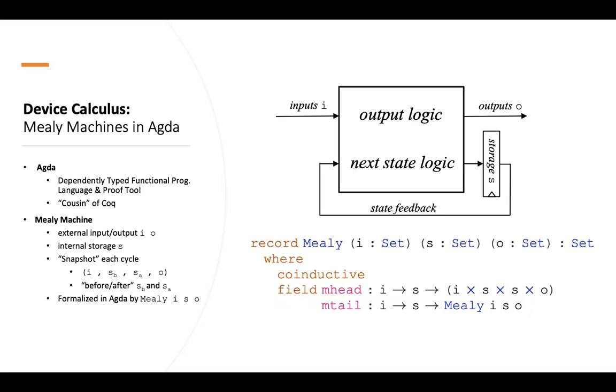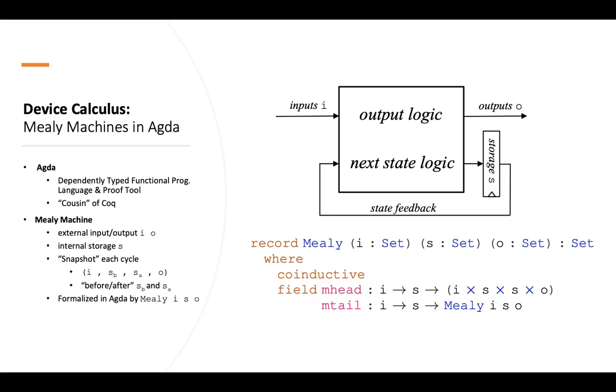At any particular cycle, if you give me an input and an internal storage, I will give you a snapshot. The snapshot records that I got this input, my internal storage was this before I did anything, my internal storage was this at the end of the cycle, and this is the output I produced. And so this Mealy type becomes a type constructor in Agda. It's a type constructor in the device calculus, and you can reason about it using Agda.